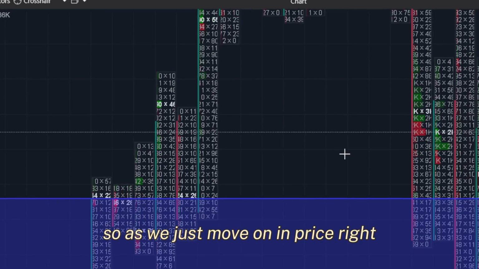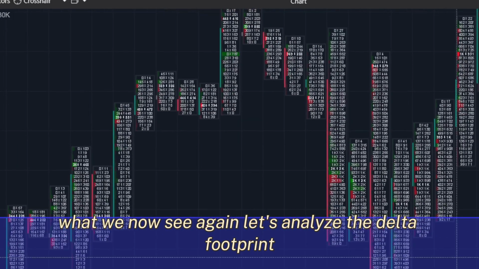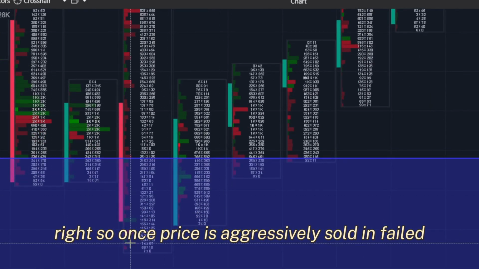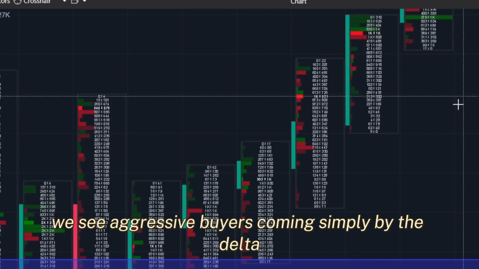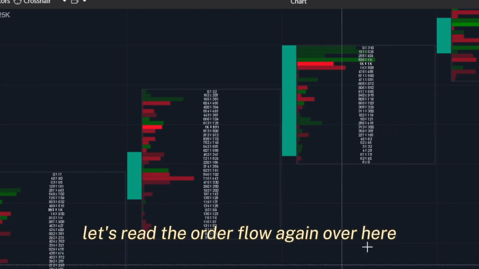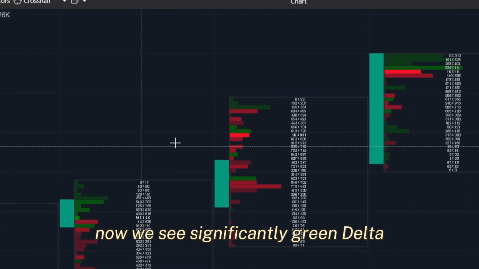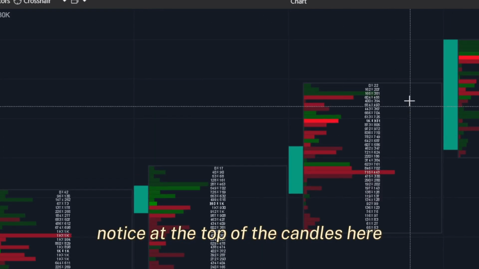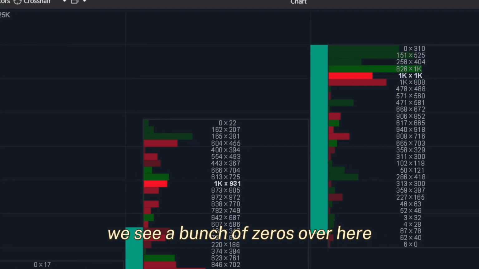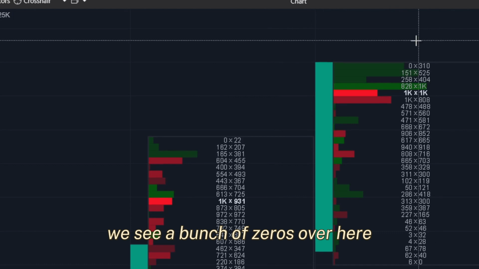So as we move on in price, let's analyze the delta footprint. Once prices aggressively sold in and failed, we see aggressive buyers come in simply by the delta. Again, let's read the order flow over here. Now we see significantly green delta, green delta, green delta. Notice at the top of the candles here, green delta, right? Again, we see a bunch of zeros over here.